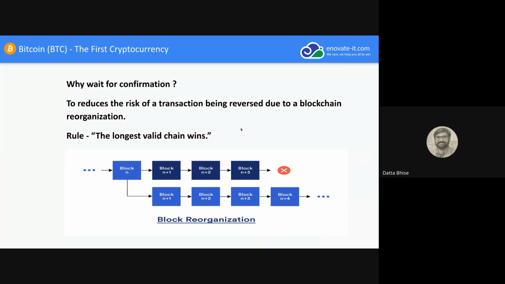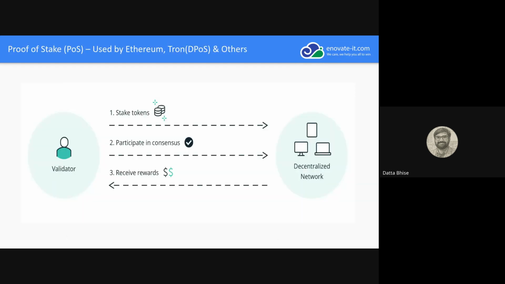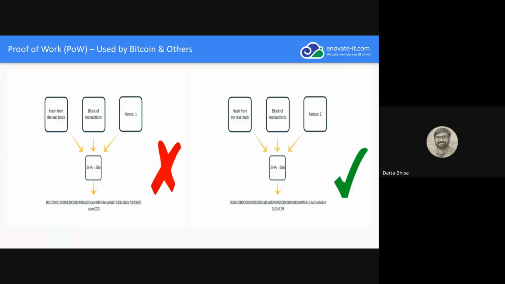Otherwise, like I told you here also, 51% attack and double spend can happen. So for a big amount, they wait for it. Okay, here we are. Anyone? Any doubt?